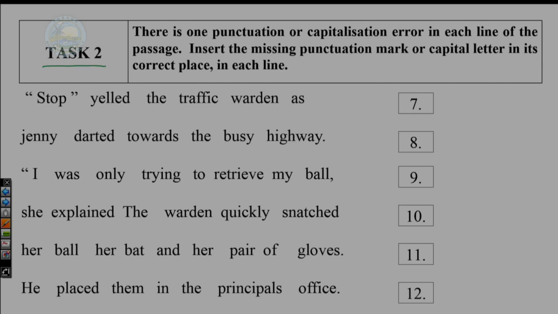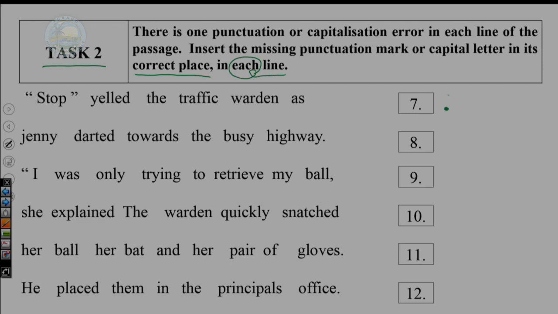And I want to pause here for a little while. Correct place. Very often, you will see children put in that missing punctuation mark next to the number. For example, if they are doing number 7, then they will put in perhaps a full stop here. But the instruction clearly says we must put it in its correct place. And we must put it in its correct place in each line. Let me highlight each line.